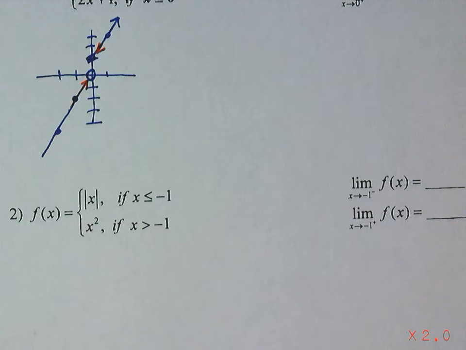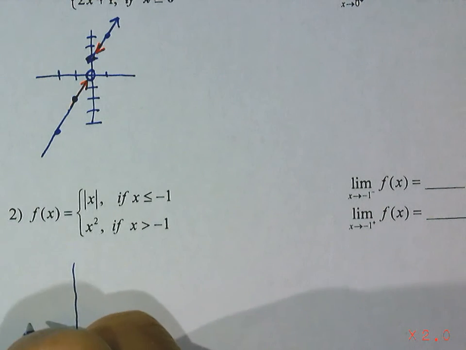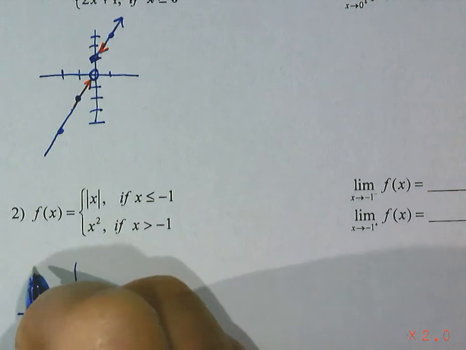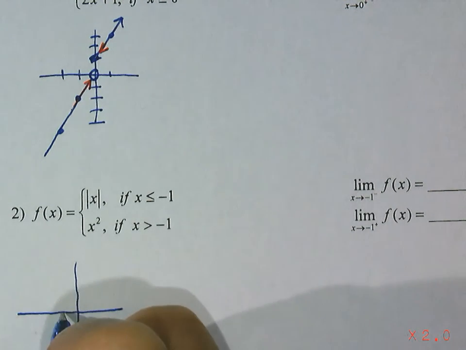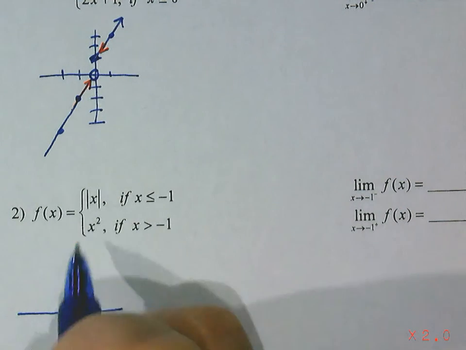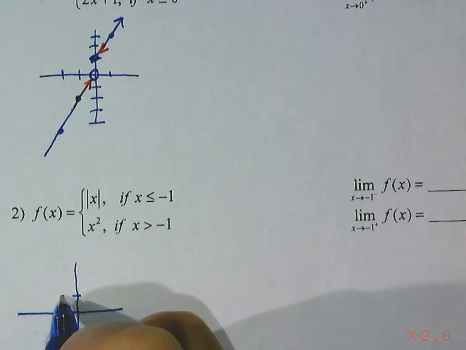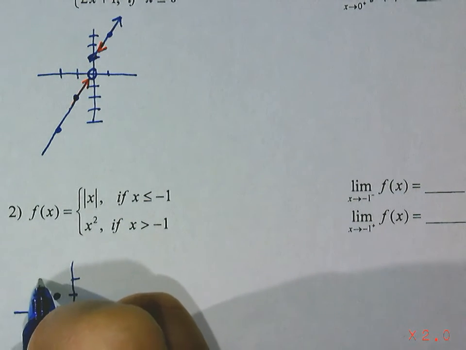Here's another one. If I draw a quick sketch of this, I know the absolute value of x looks like this, but I only want the portion less than or equal to -1. So if I put a -1 in for x, I'm going to get +1 for y. If I put a -2 in for x, I get a +2 for y.